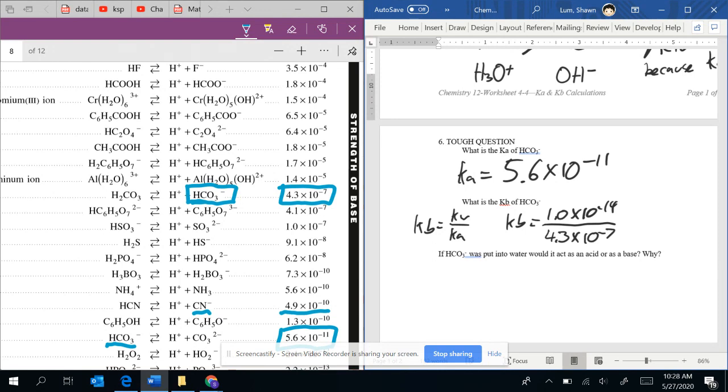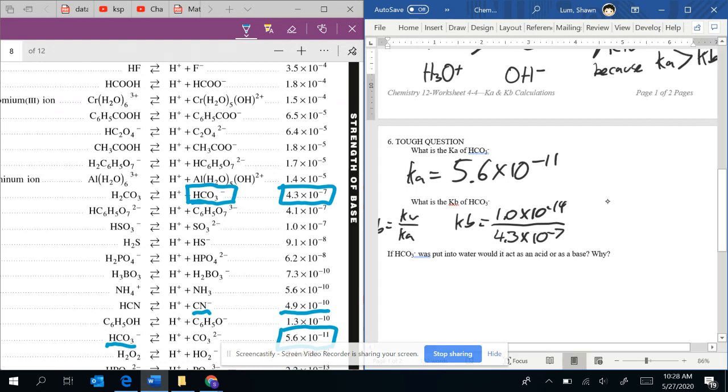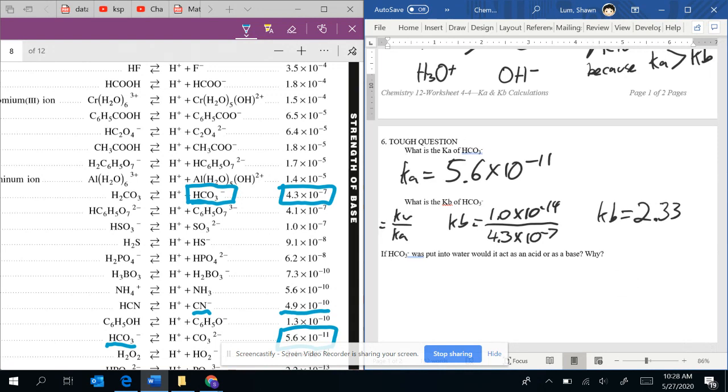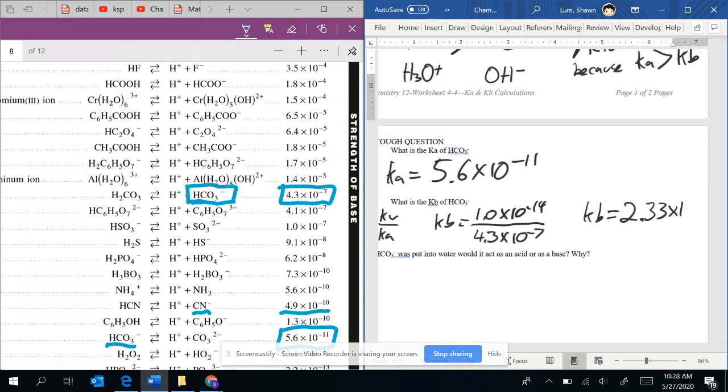So I type into my calculator, 1 times 10 to the minus 14 divided by 4.3 times 10 to the minus 7, equals, and I get 2.33 times 10 to the minus 8.